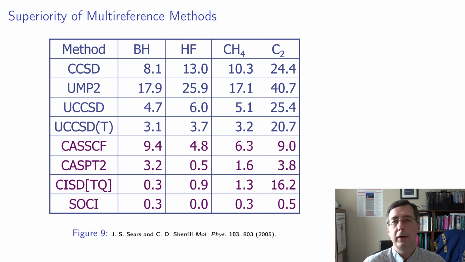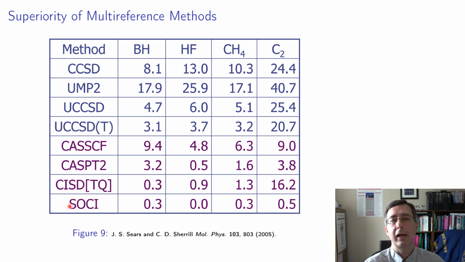Now, just to compare and contrast single reference methods versus multi-reference or multi-configurational methods, the top group of rows shows you single reference methods and their non-parallelity errors, again in kilocalories per mole for these different test sets. And then the bottom group is various multi-configurational approaches, CASSCF. CASPT2 adds MP2-like dynamical correlation on top of the CASSCF wave function. CISD[TQ] is something I played with as a grad student. It's a particular flavor of multi-reference CI.